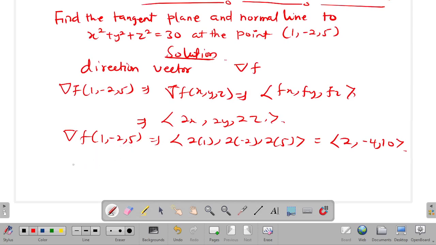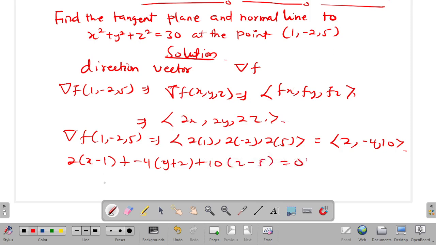To find the equation of a tangent plane, the formula is very simple. The numbers we have here become our directional numbers. You simply have 2 multiplying (x minus x naught, which is 1), plus -4 multiplying (y minus y naught, which is -2, so it becomes plus 2), and finally 10 multiplying (z minus z naught, which is 5), and this should be equal to 0.